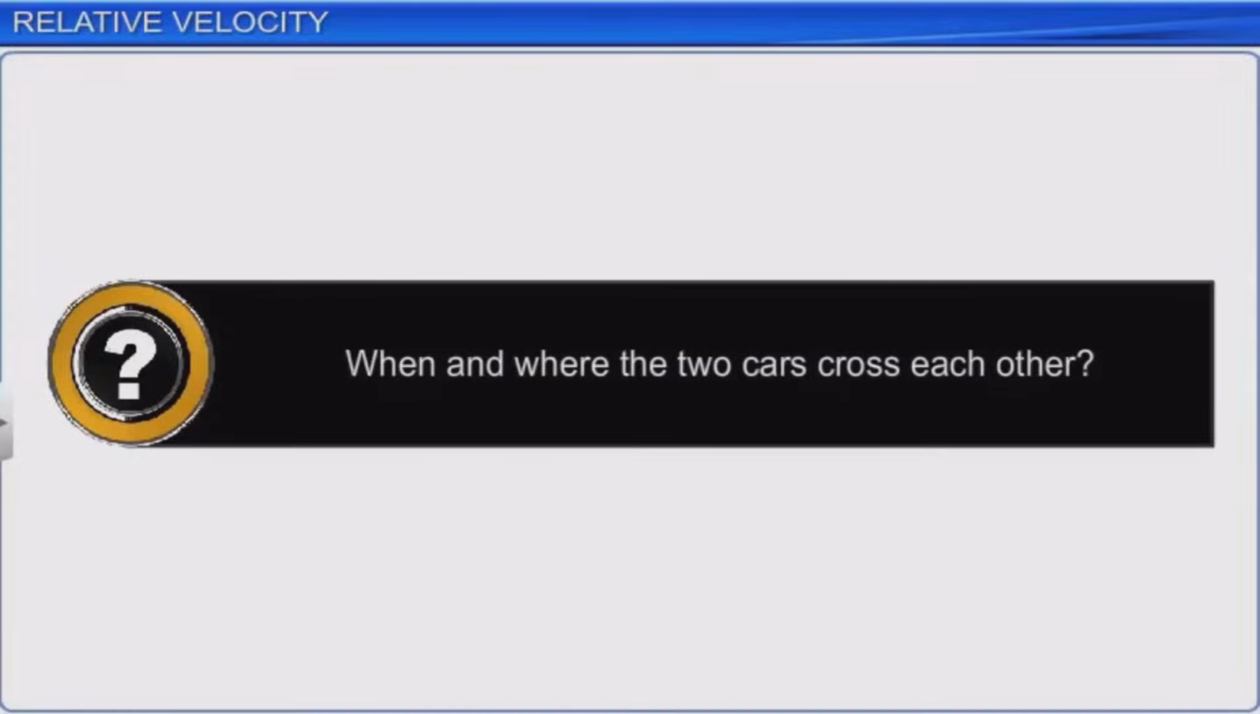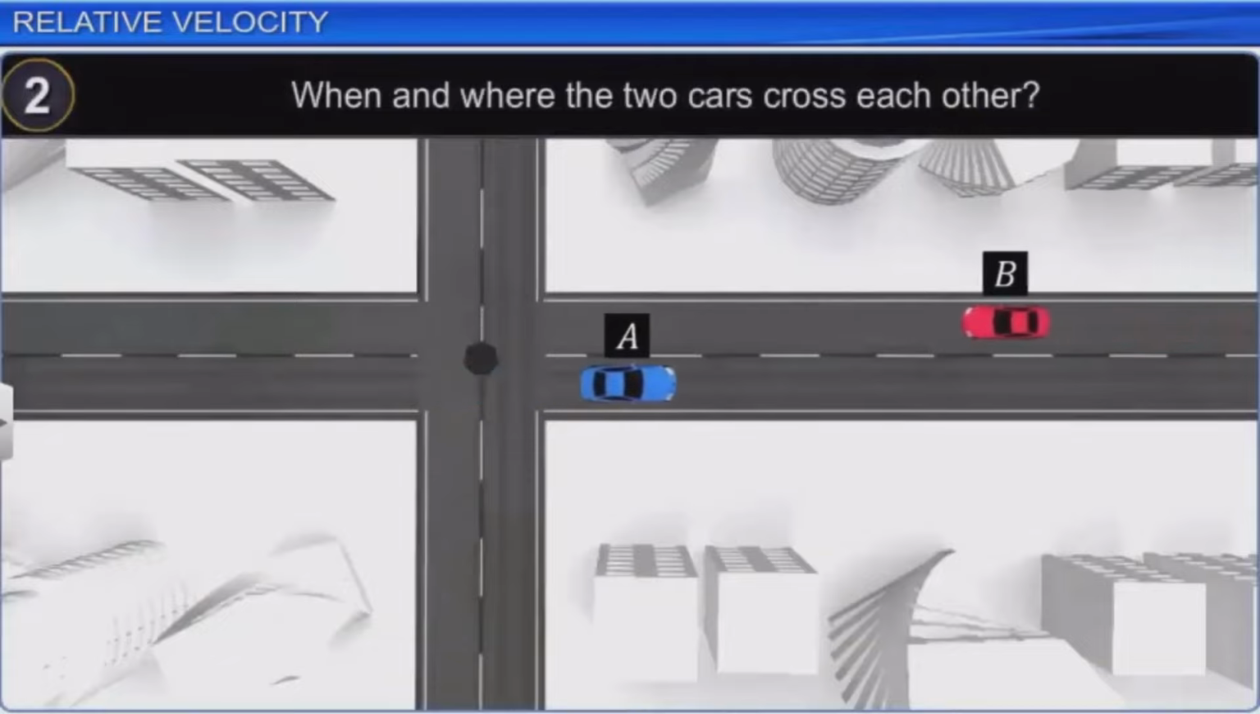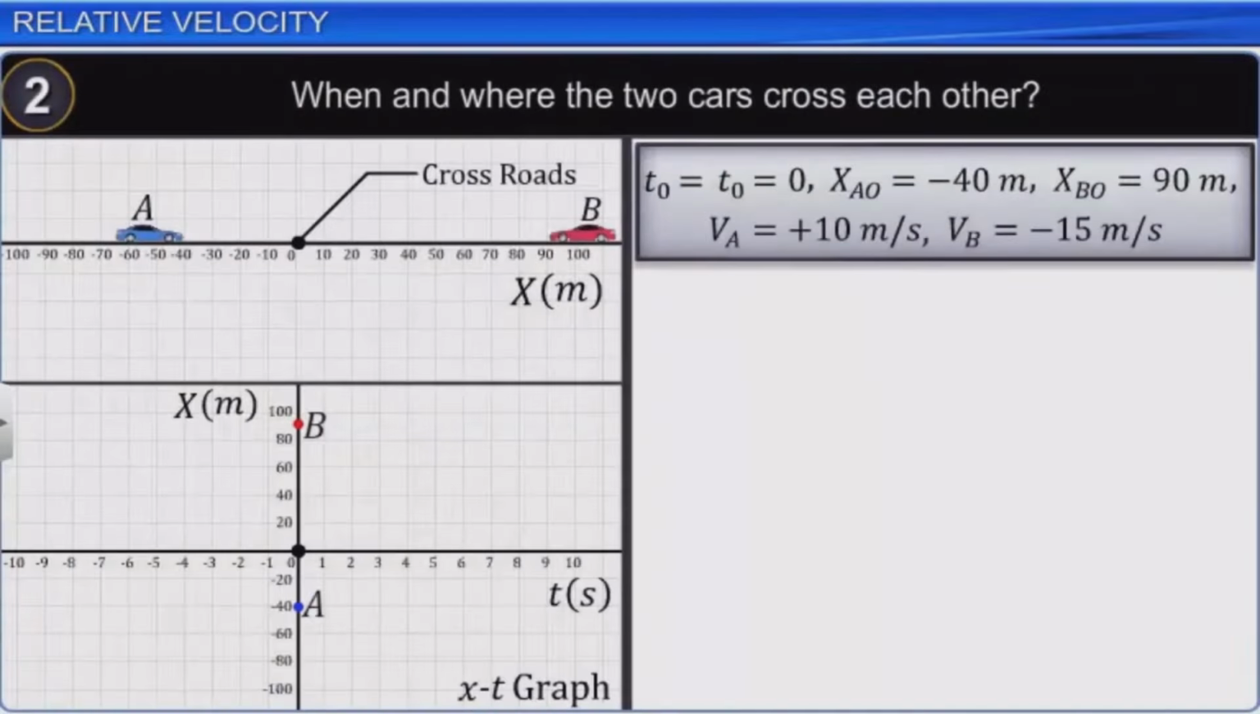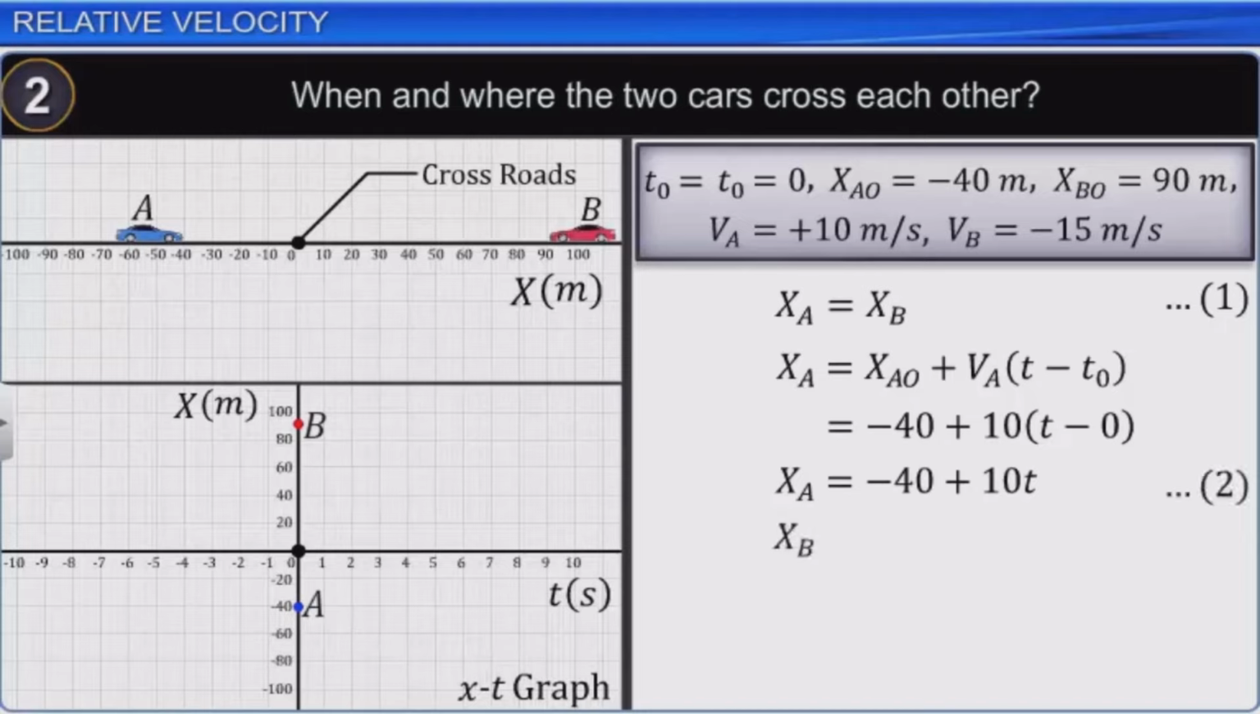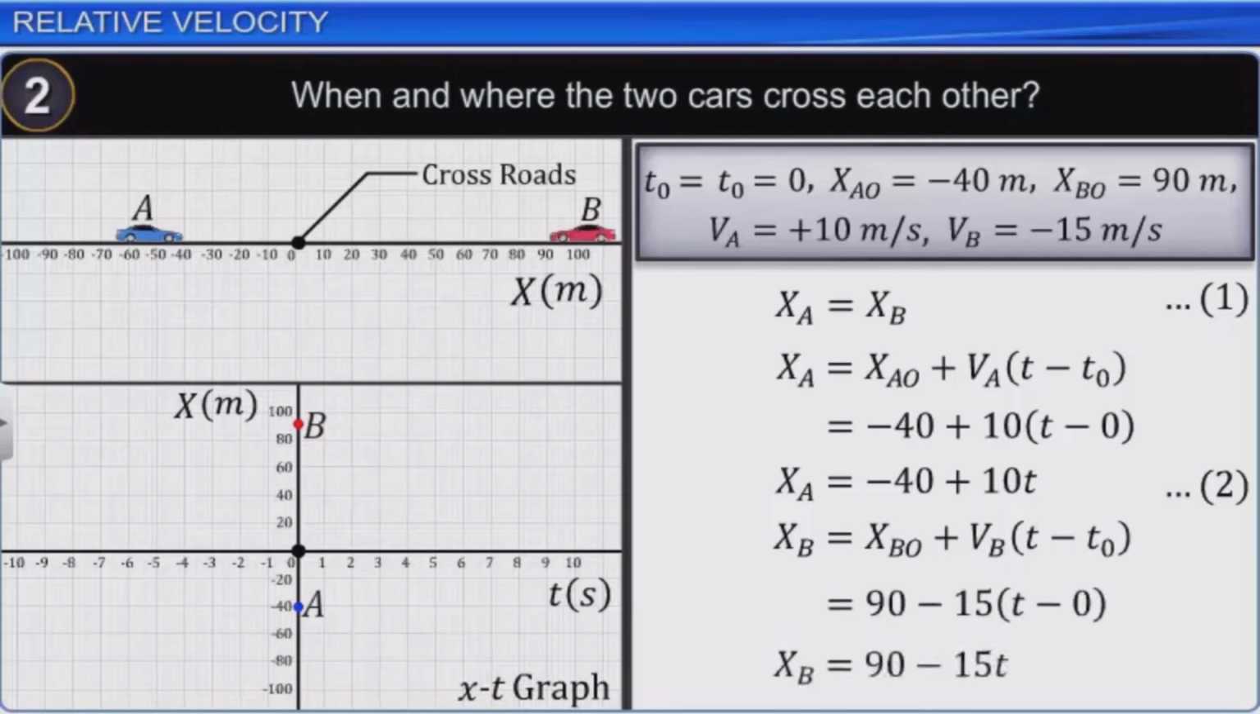When the two cars cross each other, their position coordinate is the same. That is, XA is equal to XB, which is equation 1. Here, XA is equal to XAO plus VA into T minus T naught. By substituting and simplifying, we get XA equal to minus 40 plus 10T, which is equation 2. Similarly, XB is equal to XBO plus VB into T minus T naught. By substituting and simplifying, we get XB equal to 90 minus 15T, which is equation 3.